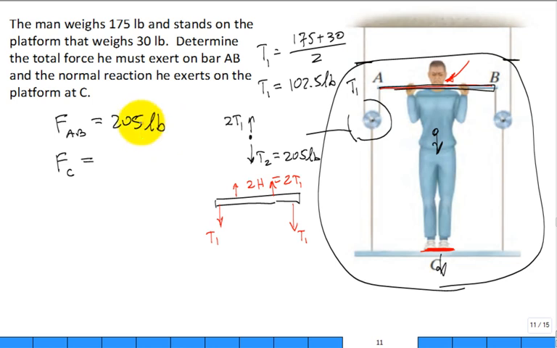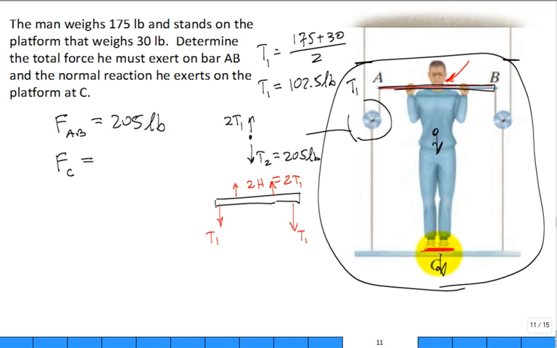That person better be able to lift at least 205 pounds to be able to do this. I don't know if I'm strong enough to do that. That's a lot of weight, isn't it? 205, my knees would buckle. Did I do the math right? Do you agree? All right.